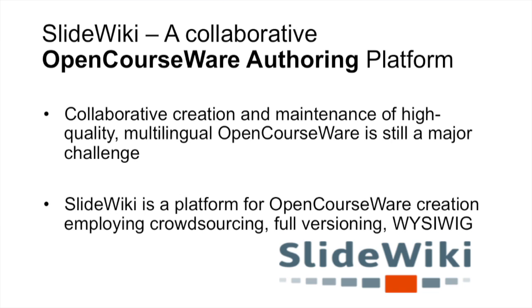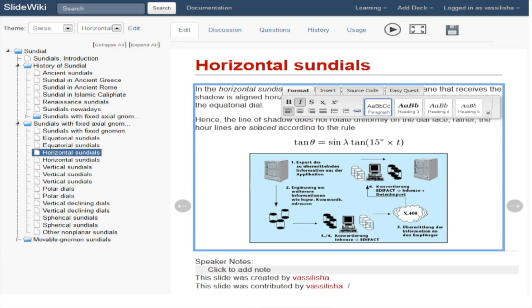Our idea was to develop a platform which allows this collaboration around open courseware and gives people the possibility to represent open courseware in a very structured way, to support collaboration and crowdsourcing and also versioning, editing and authoring of open courseware. That's called SlideWiki. You can go to slidewiki.org and create presentations. Similarly to DokuWiki, it uses HTML. A presentation is basically a set of slides which are HTML5 snippets.